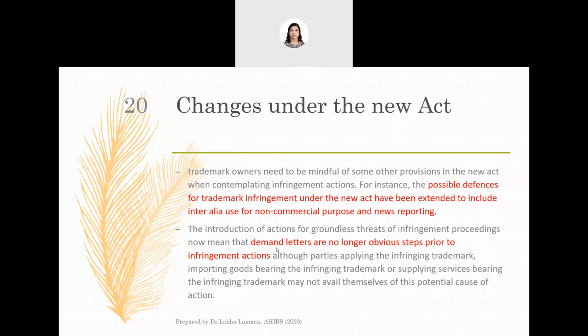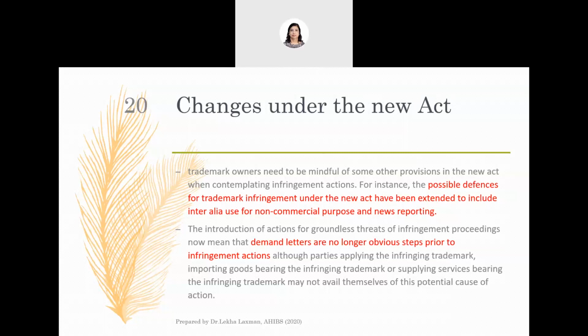Maybe to describe something, or to do a commentary on your product, so that means it's a non-commercial purpose. Or for news reporting. You're doing an evaluation of the top 10 products in this area, so you use the trademarks to say these are the top 10 products. You were just doing news reporting. And so that's the other change. There are more defenses available for people who are sued.